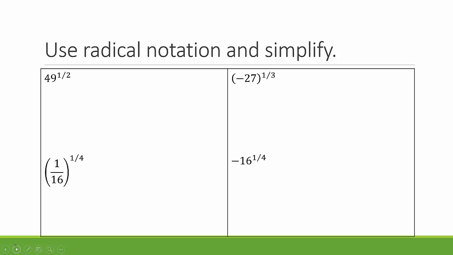Okay, so if I have 49 raised to the 1/2 power, the 2 in my denominator represents my root, so the square root of 49 raised to the power of 1 is how I would rewrite that in radical notation. Now remember, a lot of the time the 2 and the 1 are understood. So to rewrite that in radical notation, I would simply have the square root of 49. And the square root of 49 is 7.